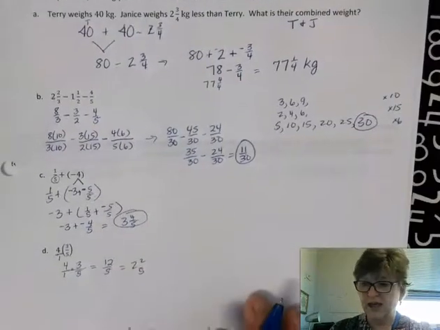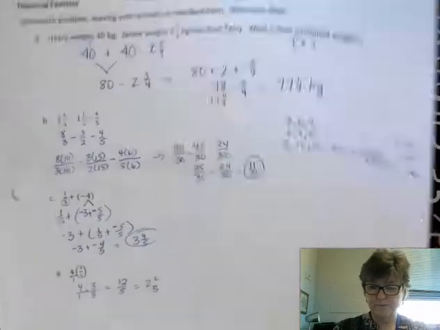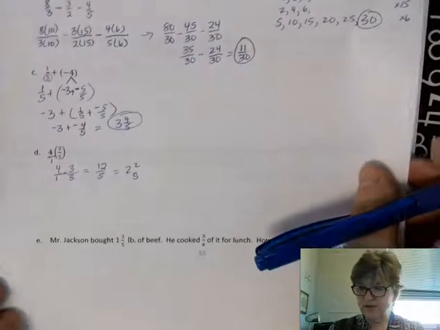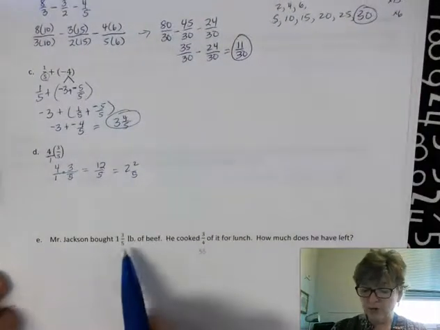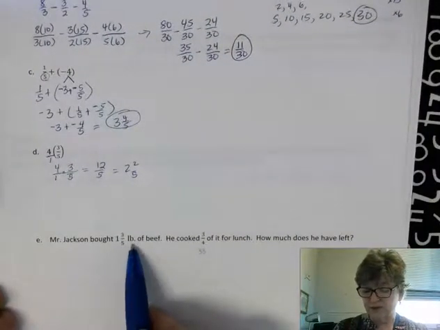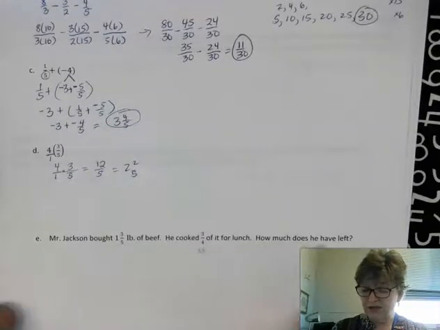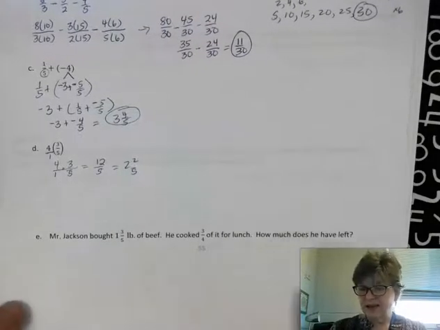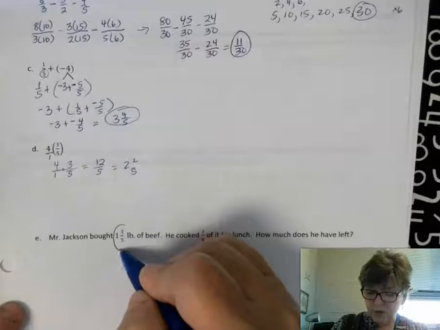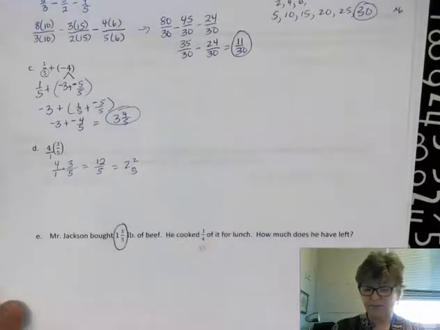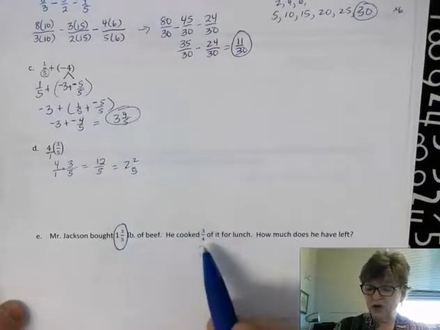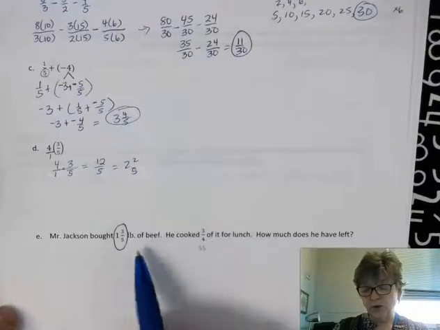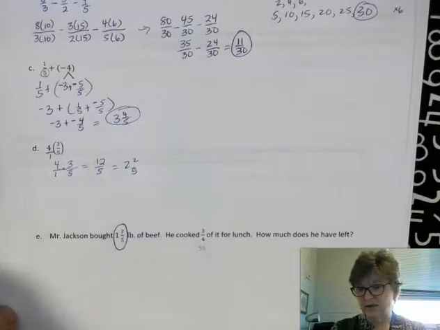Let's go to this last and final question. Mr. Jackson bought 1 3/5 pounds of beef. He cooked 3/4 of it for lunch. How much does he have left? So let's think about this for just a second. Now this is the total that he started with. And he cooked 3/4 of it. Do we know what 3/4 of this is?